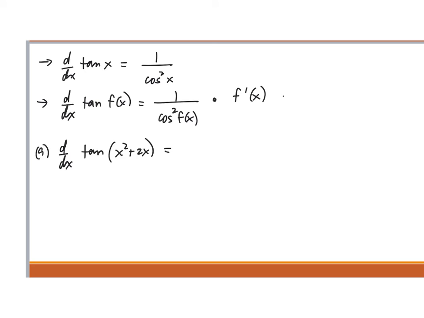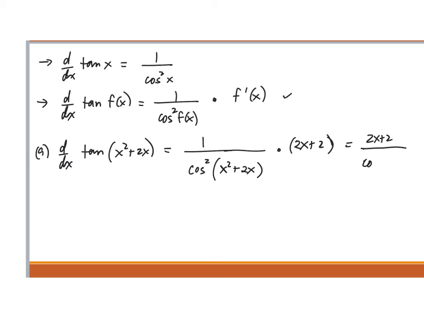Using this formula, that will just be 1 over cosine squared x squared plus 2x times the derivative of x squared plus 2x, which is 2x plus 2. So we can just simplify this as 2x plus 2 over cos squared x squared plus 2x.